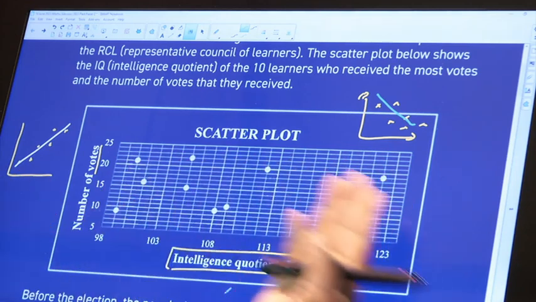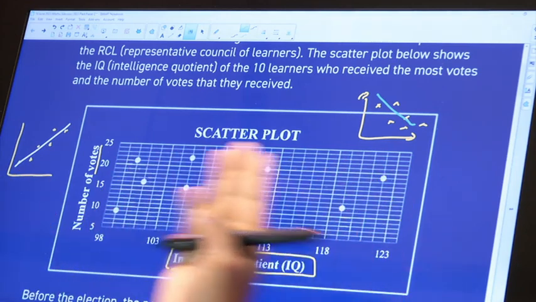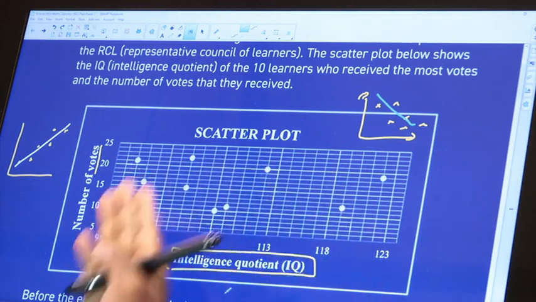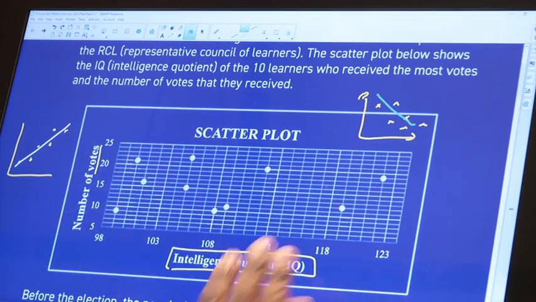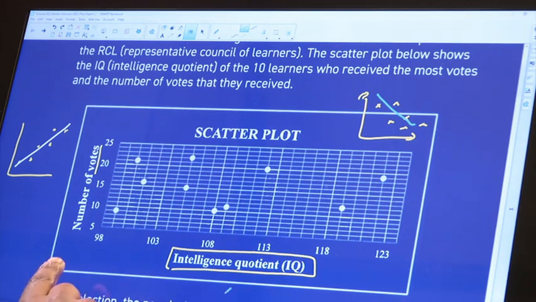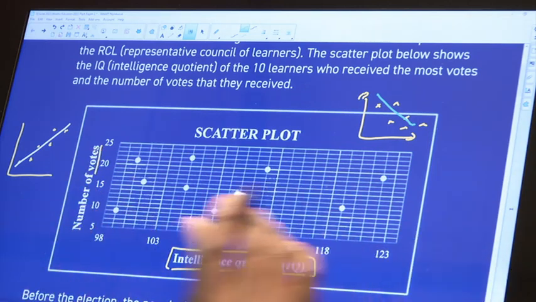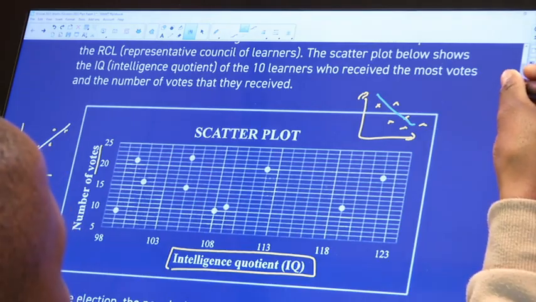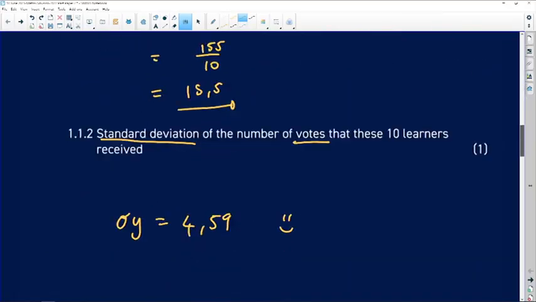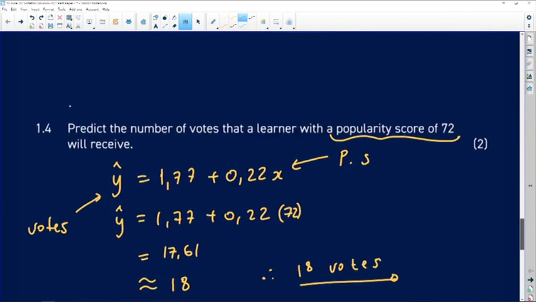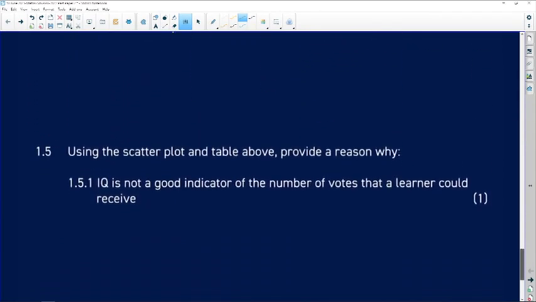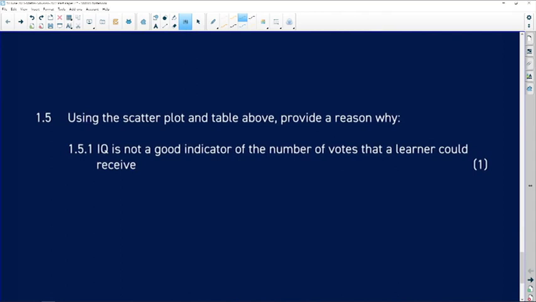So we can clearly see that this scatter plot does not show any pattern or any trend. There is nothing that we can conclude from this because the points are just literally everywhere. So there's a low correlation between intelligence quotient and the votes. So because of the scatter plot, we can clearly say to the examiner, there is no trend from what we've seen on the scatter plot. So we can't say IQ is a good indicator of the number of votes that somebody is going to get, right? So we'll say the points are all over the show.